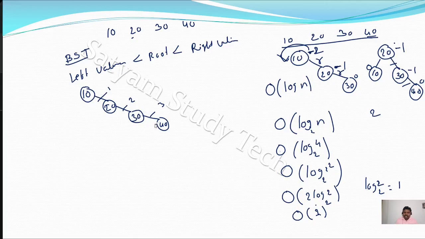But in this case, this is the right skewed tree. There are no left nodes. So what is the time complexity here? It is not log n, it is big O of n. This is the time complexity of BST in the worst case. So the time complexity in best, average, and worst case is big O of log n in an AVL tree.